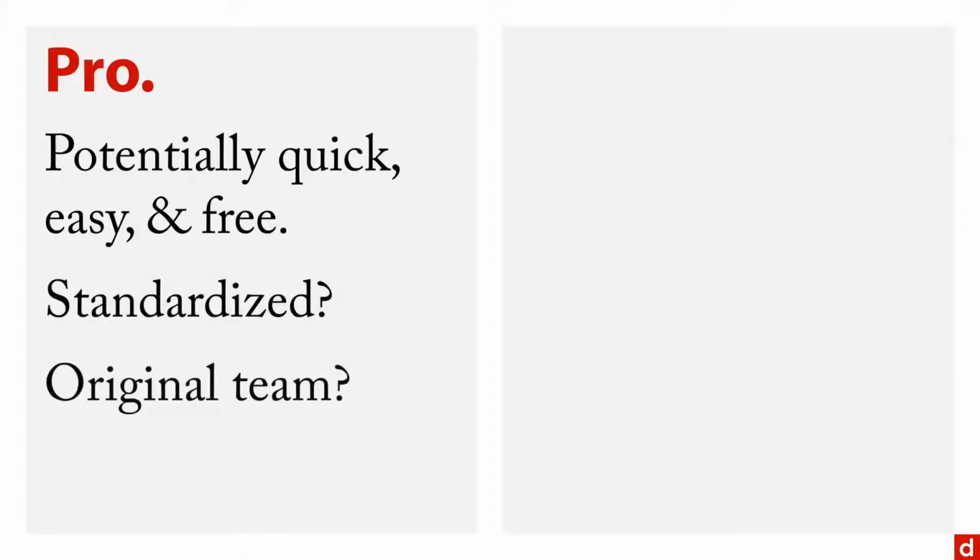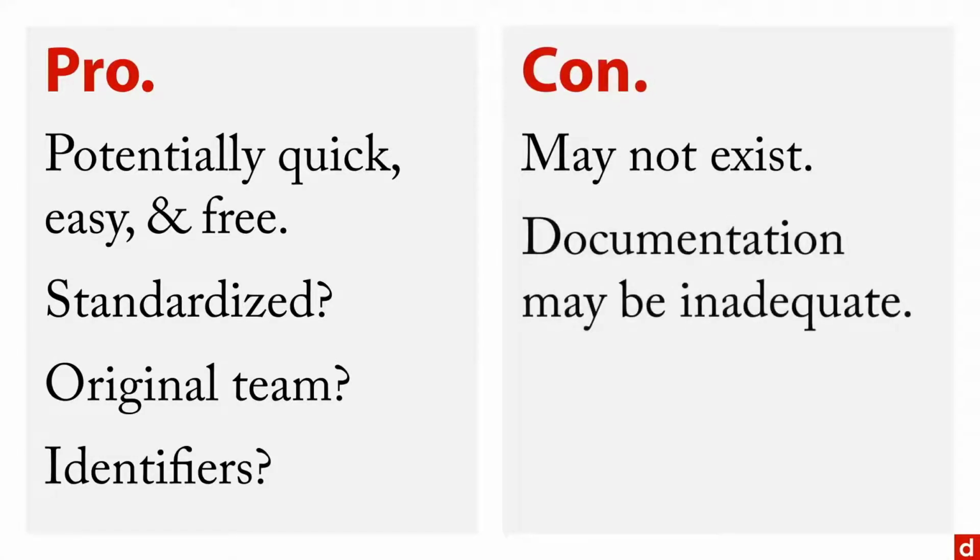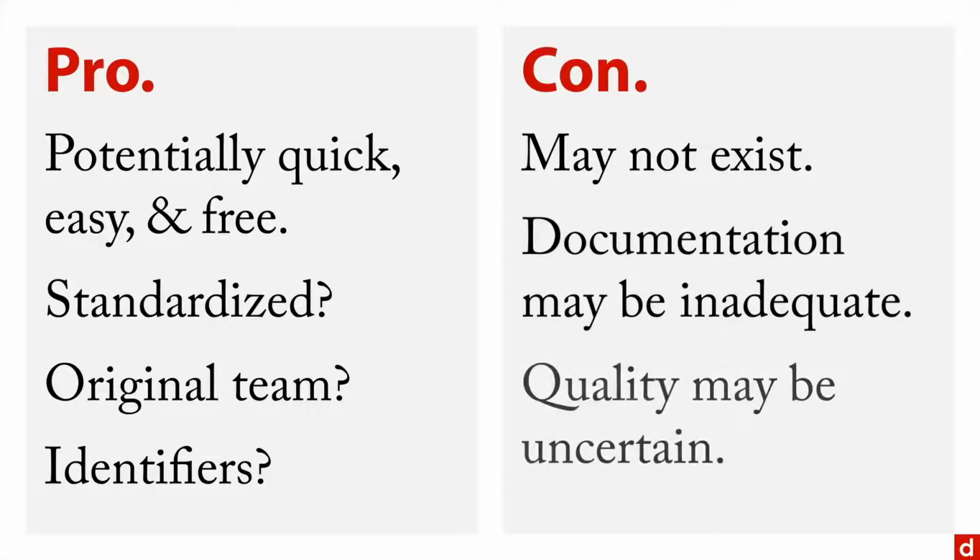Specifically, there are a few pros and cons. In-house data, potentially quick, easy, free. Hopefully it's standardized. Maybe even the original team that conducted this study is still there. And you might have identifiers in the data which make it easier for you to do an individual level analysis. On the con side, however, the in-house data simply may not exist. Maybe it's just not there. Or the documentation may be inadequate. And of course, the quality may be uncertain. It's always true, but maybe something you have to pay more attention to when you're using in-house data.